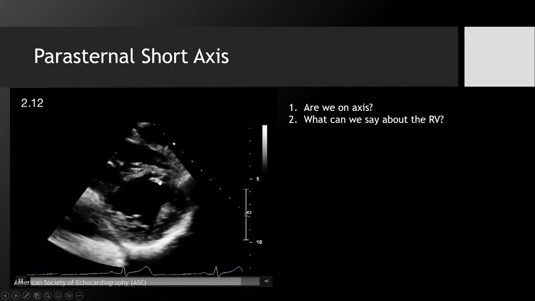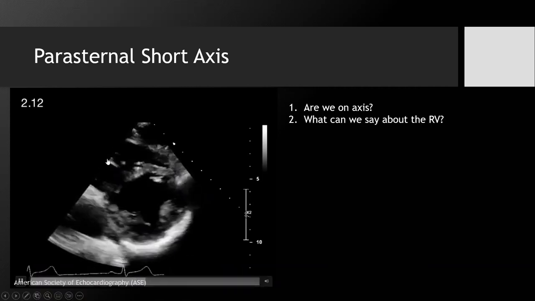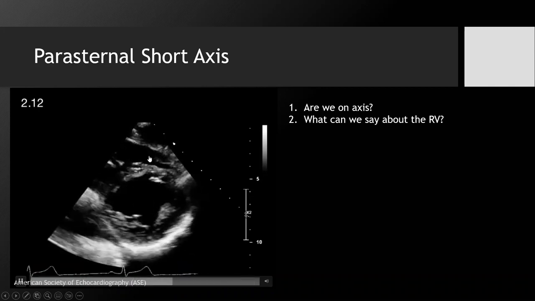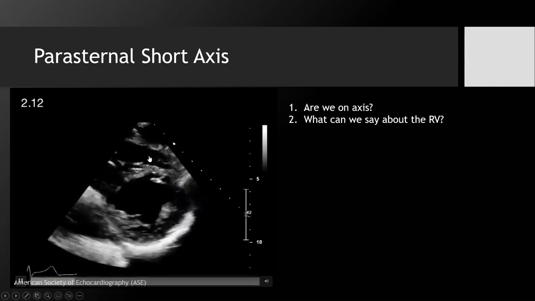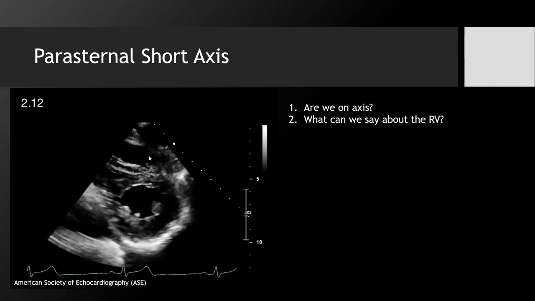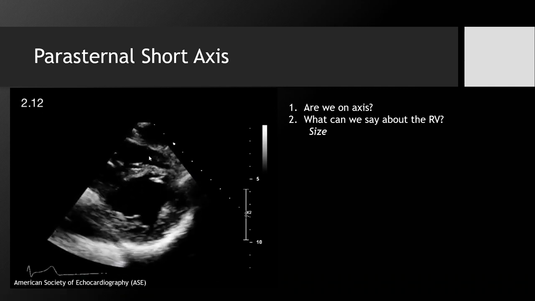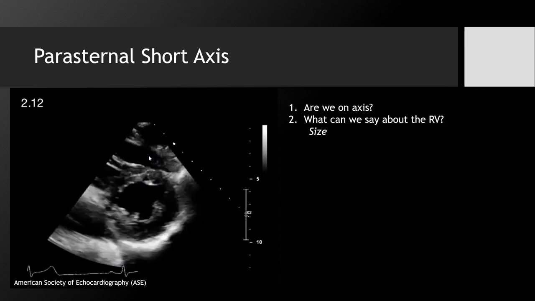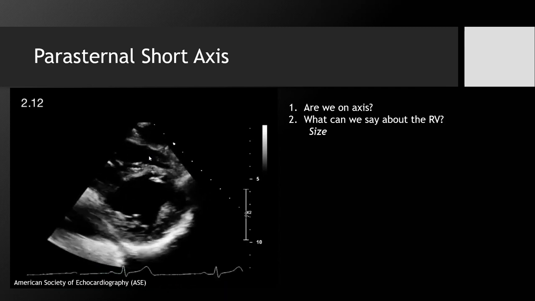Well, now what can we say about the RV? So here you have the RV wrapping around. This is doing some of that crescent that we were talking about earlier. And there are two things you can say about the RV in this view. The first thing you might be able to comment on is size. I don't have specific cutoffs for you, and there could be quite a range. I think later on I'll show you a clip where you will obviously see that the RV is enormous.